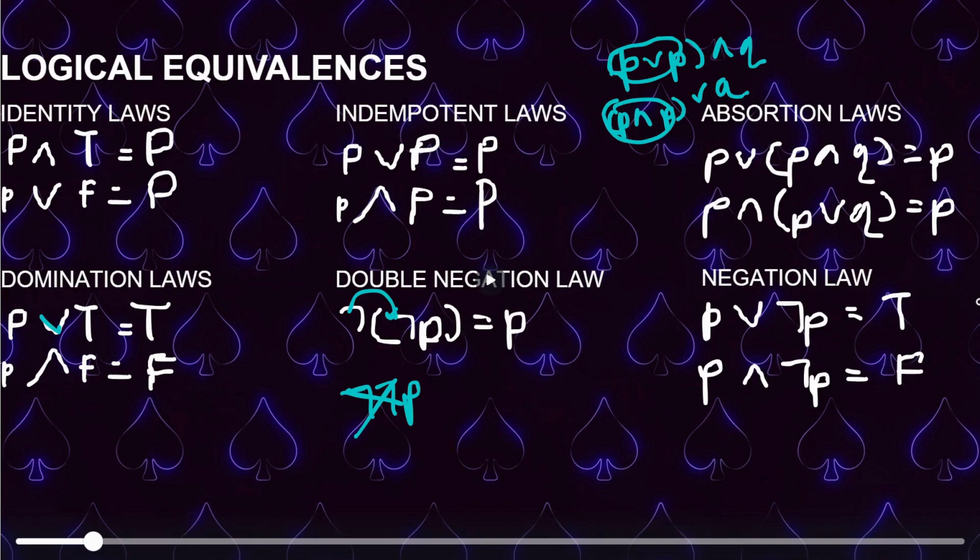Next one, negation law. If P or not P, then it becomes true. Like P is 1, not P is 0. If P and not P, then it becomes false. This is called the negation law.